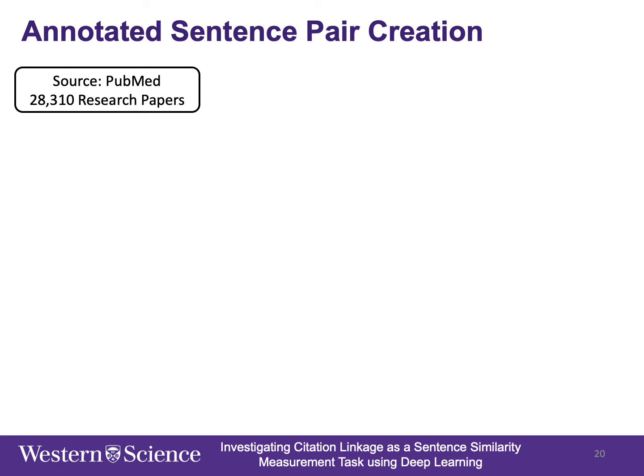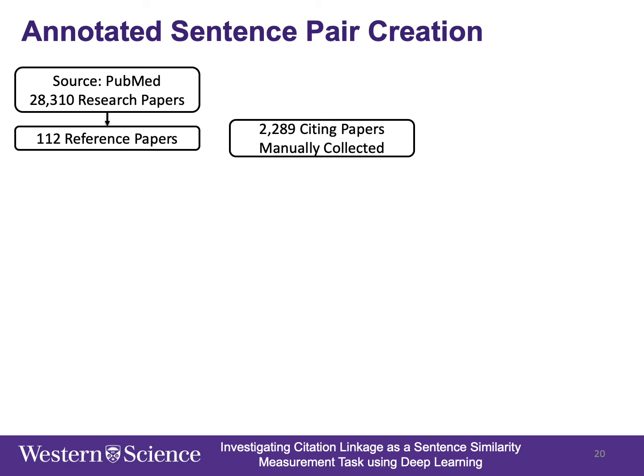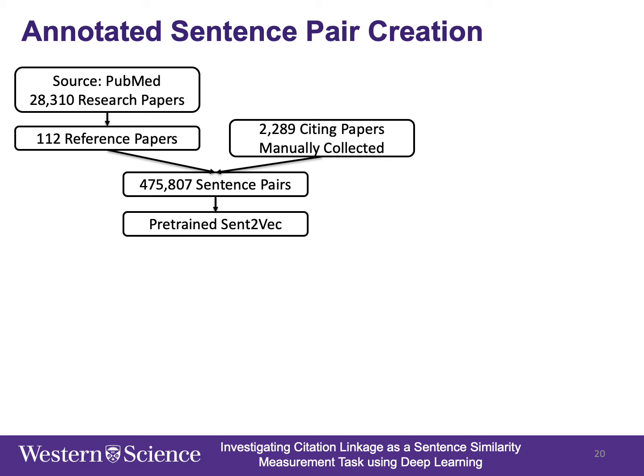So we had 28,310 research papers from PubMed, from which we chose randomly 112 reference papers, and we collected 2,289 citing papers, which cite at least one of these 112 papers. Then we collected only the citing lines from these citing papers and made the sentence pairs with their corresponding reference papers. Thus we got 475,807 sentence pairs, and we fed them to the pre-trained Sent2Vec and calculated the cosine similarity between them.